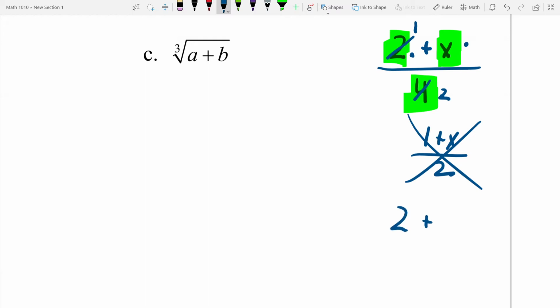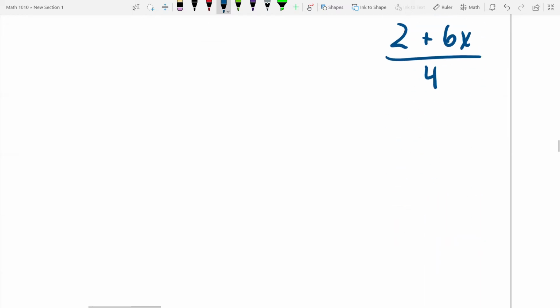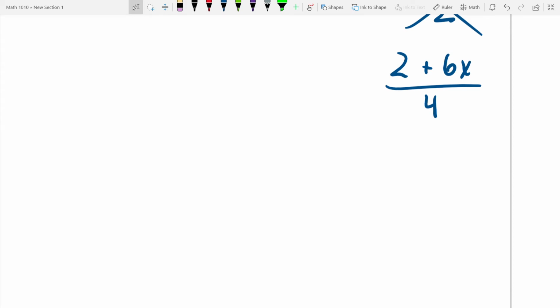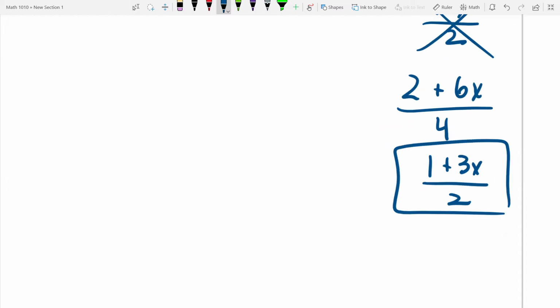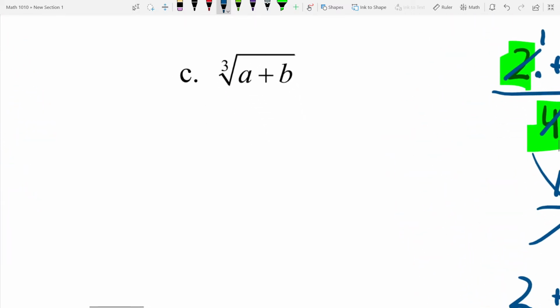If you had 2 plus 6x over 4, now you could do it because all 3 people can go to the movies. 2 goes into all those numbers. So 2 goes into 2 1 time, 2 goes into 6 3 times, 2 goes into 4 2 times, and now it's good. Who says I'm with you? Raise your hand. Okay, same kind of idea right here.